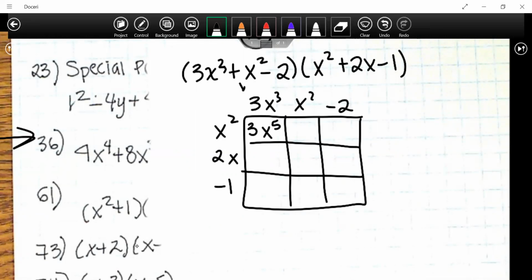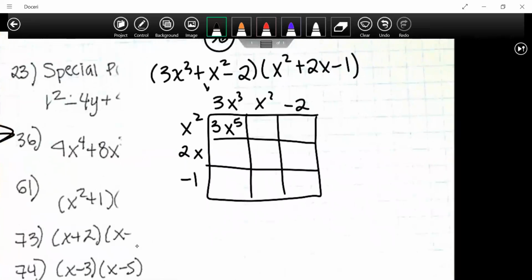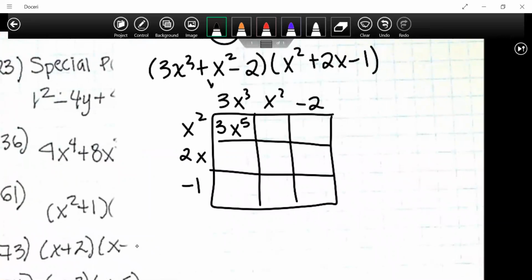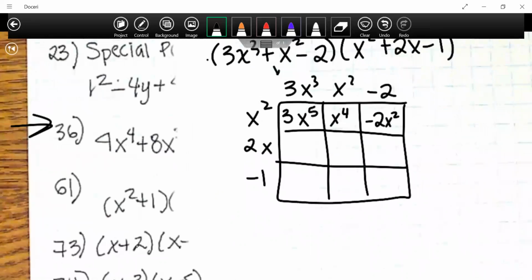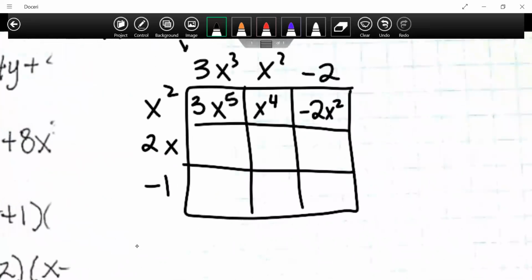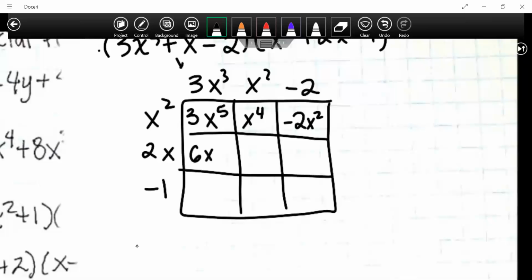Did I do that right? Maybe I wrote it wrong. I probably wrote it wrong. Hopefully I did it right, but we'll see. This will be x to the 4 minus 2x squared. Please let me know if I did this one wrong because I'm kind of worried about this one now. The next row is going to be 6x to the 4, 2x to the third, minus 4x, minus 3x to the third, and then we're going to get the minus x, and then we're going to get the plus 2.